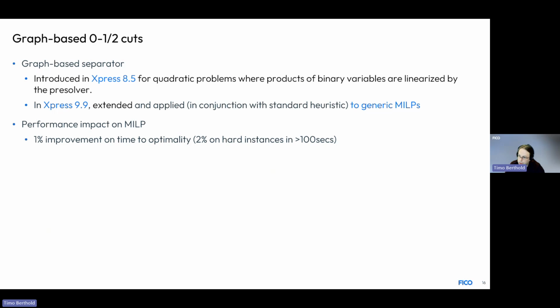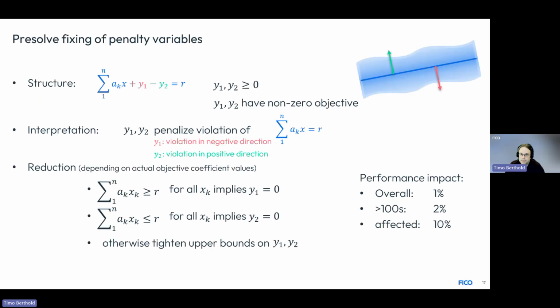And this was originally scoped to the binary quadratic case, but when we investigated whether the RLT cuts that we recently introduced helped make them redundant, we found actually the opposite. Those graph-based zero half cuts still remain beneficial, and they extend to general MIPs as well. So in Express 9.9, we now enable them for general MIPs, not only for those where we think those are linearizations of quadratic constraints. And that again gave a nice performance improvement, 1% time to optimality, 2% on hard instances.